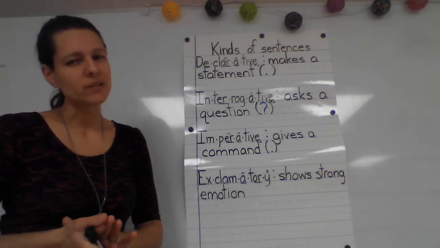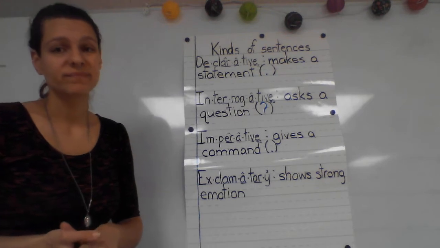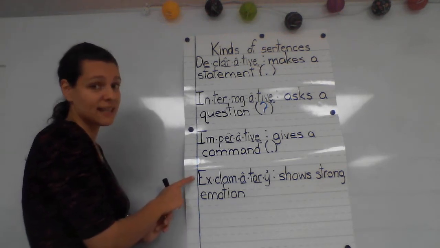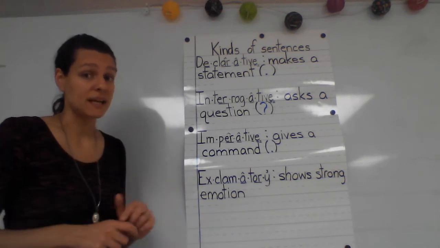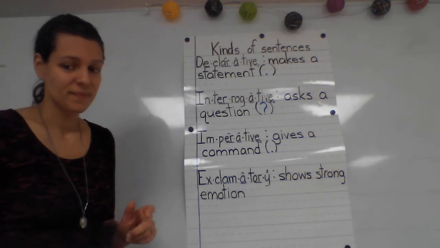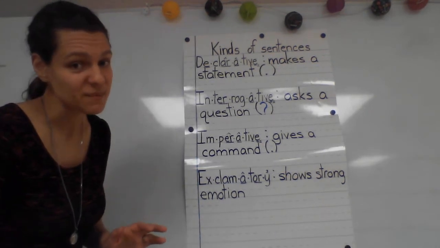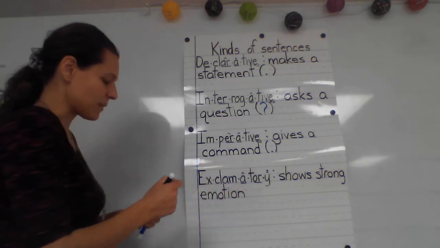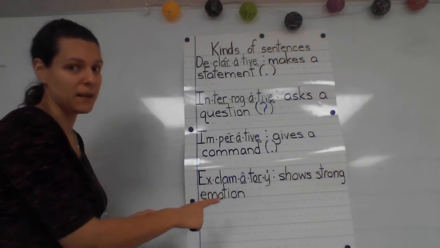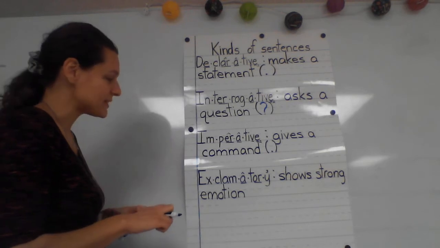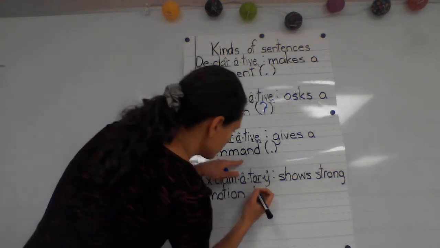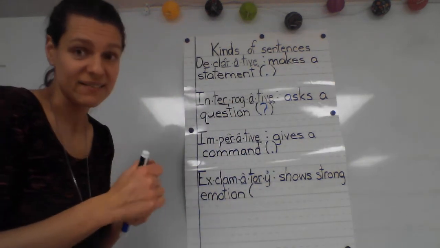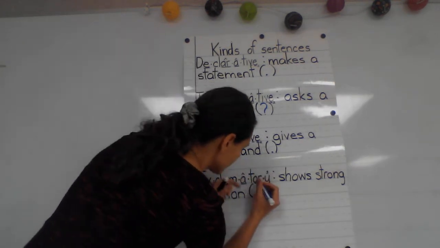What kind of end mark do we use that shows strong emotion? It sounds similar to exclamatory. It sounds like the first part of exclamatory. All right, if you said an exclamation point, you are correct. It helps if we remember exclamatory, exclamation. They come from the same word, the same root. So if we remember that, it'll help us remember we use an exclamation point at the end of an exclamatory sentence. All right.